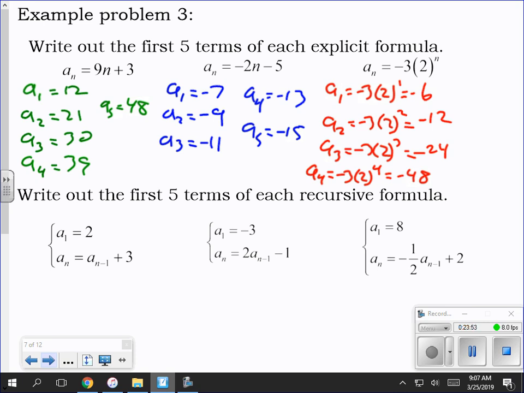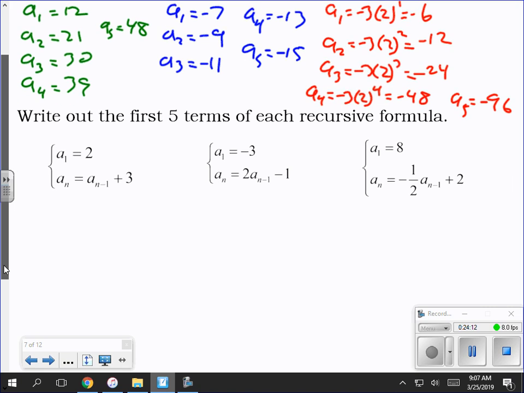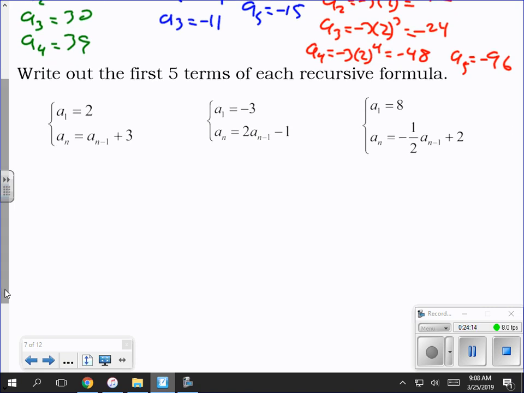And then the 5th one, 2 to the 5th is 32 times negative 3. So that would be negative 96. So a sub 5 equals negative 96. Running out of room. Okay, recursive formulas are slightly different.